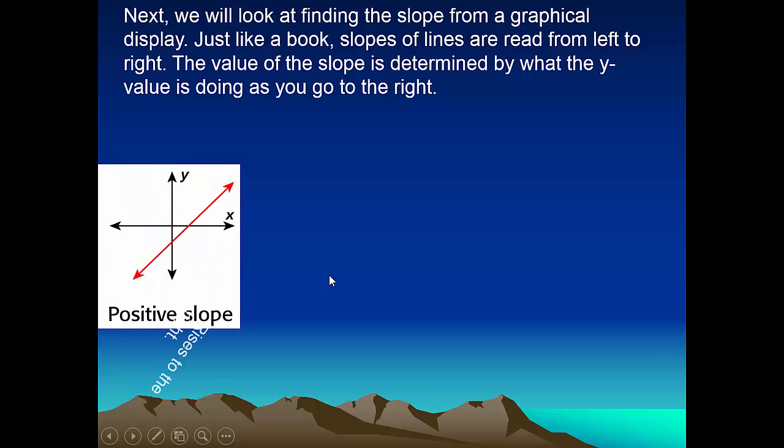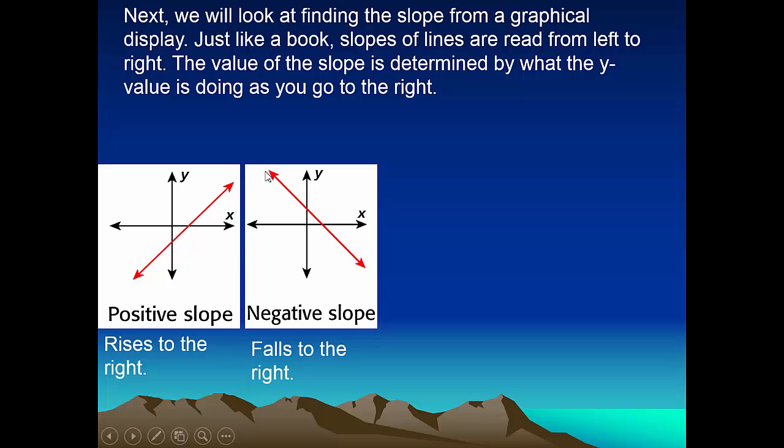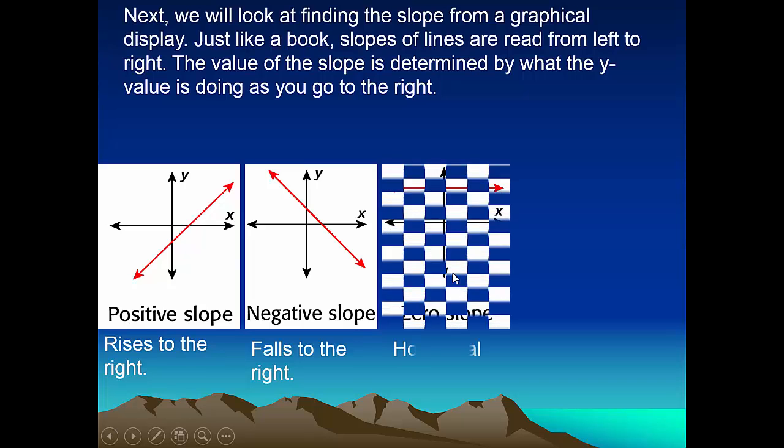So we start here. Starting from the left, going to the right, you notice that this line is going up as far as the y value is concerned. So this is a positive slope, and it's rising to the right. Now we come to the next line here. If you notice, this line is going down when it comes to your y values. This is a negative slope, and it falls to the right.